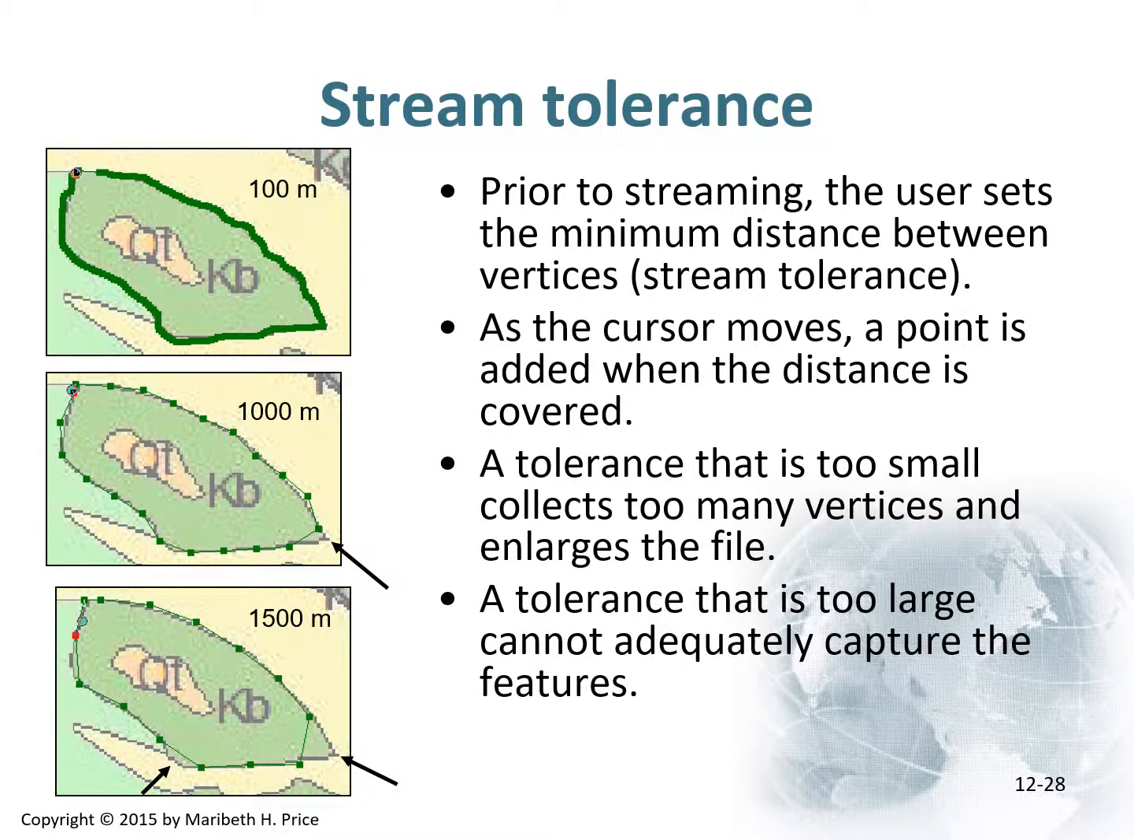Stream tolerance. Prior to streaming, the user sets the minimum distance between the vertices. As the cursor moves, a point is added when a vertex is covered. A tolerance that's too small collects too many. One that's set too large misses things. The one at the top looks almost like a solid line. At the bottom, you missed parts of the feature because of the way it did it, and the one in the middle is probably a good compromise.